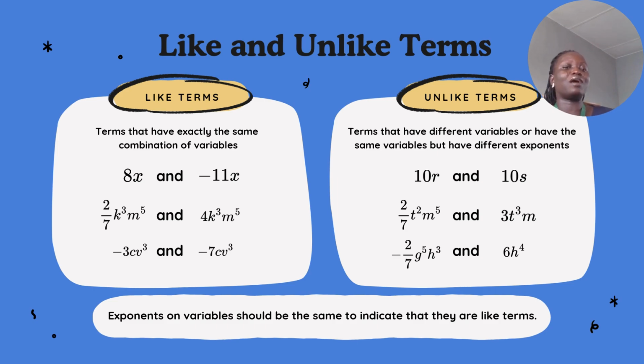Then the last one, we have g raised to the power of 5, h raised to the power of 3, and h raised to the power of 4. You can see the two are not the same. There is g here, there is no g here. There is h raised to the power of 3 here, there is h raised to the power of 4 here.